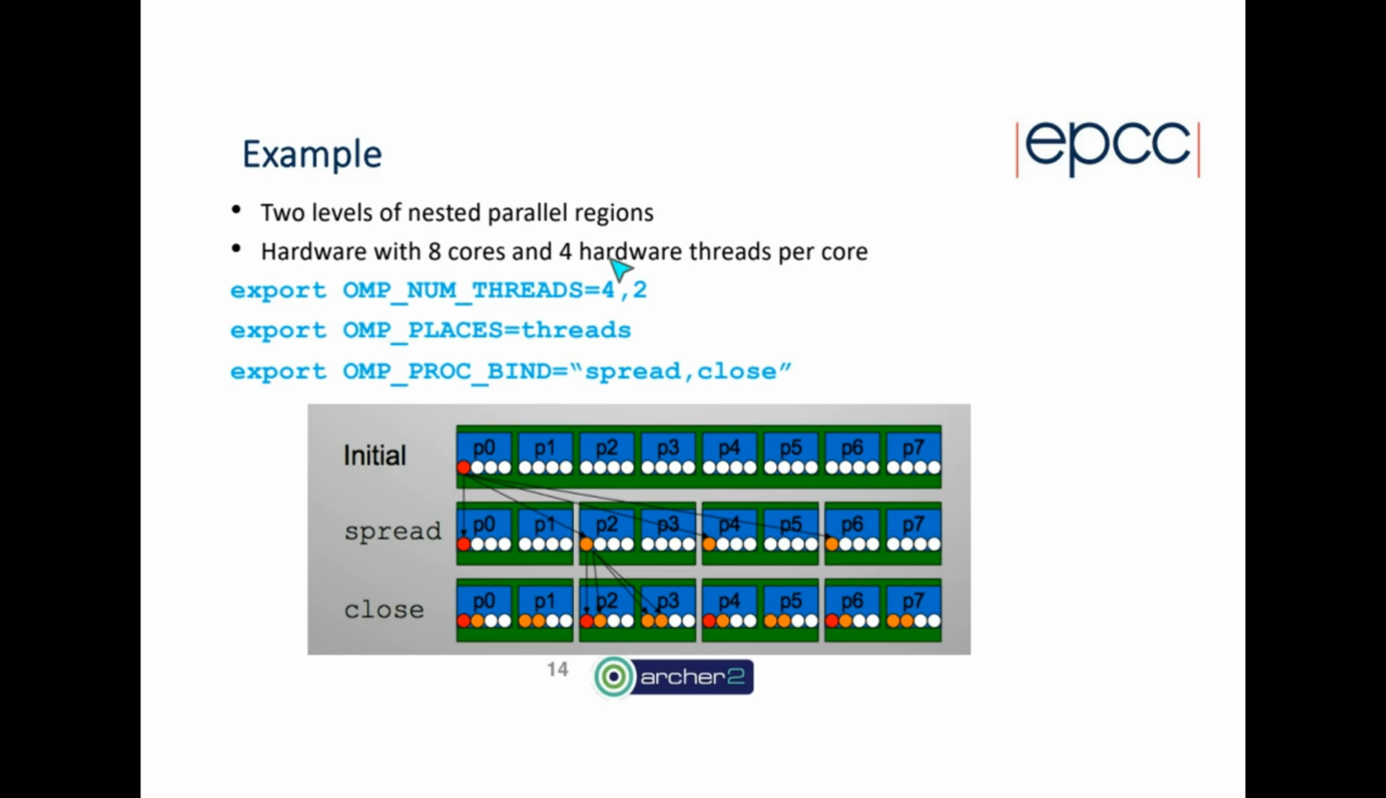Okay. So I can set OMP_PLACES equals threads. So that means that the entities that I'm talking about with proc_bind are hardware threads. And then I want the binding to be spread at the outer level and close at the inner level. Okay, and that would achieve something like this.